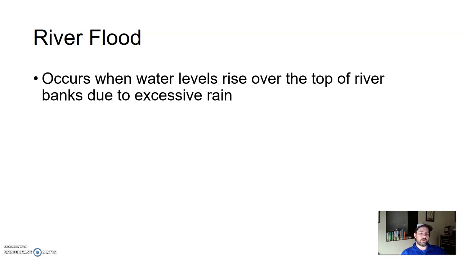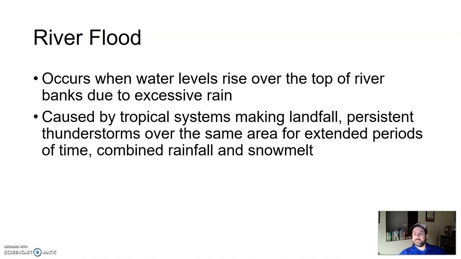So river floods occur when water levels rise over the top of a riverbank due to excessive rain or even snowmelt. They can be caused by tropical storms. So these are the remnants of hurricanes making their way onto land, just dumping a bunch of rain over an extended period of time, or some combination of rainfall and or snowmelt.